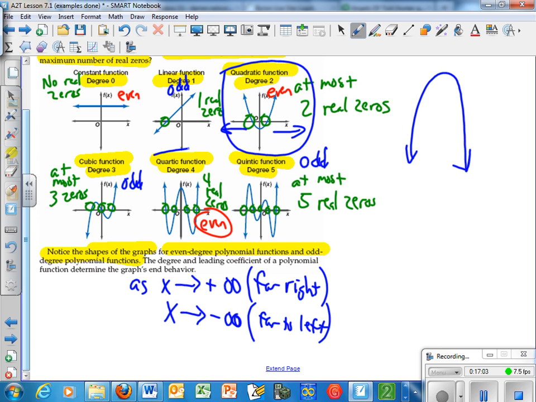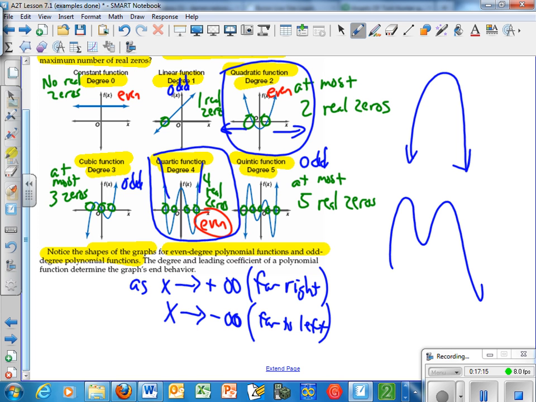Notice the other even degree, a quartic function. Notice the end behavior, in this case, is both up for this one pictured, but you could have one that's upside down, that goes like this. Well, the end behavior, now as we go infinitely to the right or to the left, the function is going down. Notice with odd degrees, do you see how the end behavior is opposite?